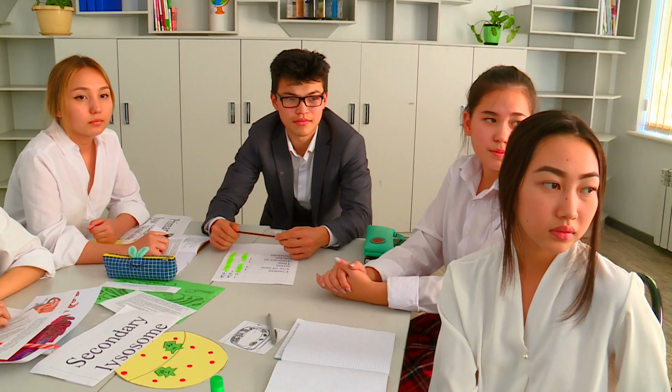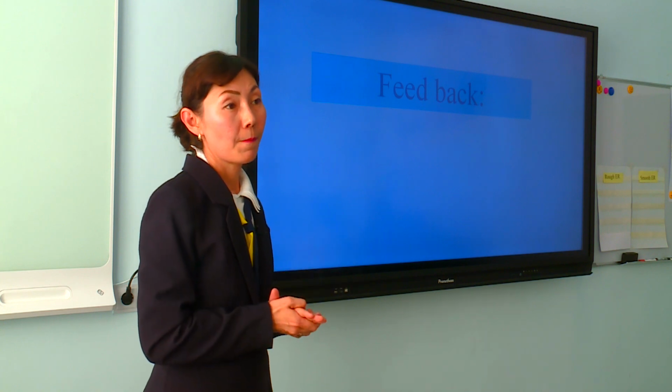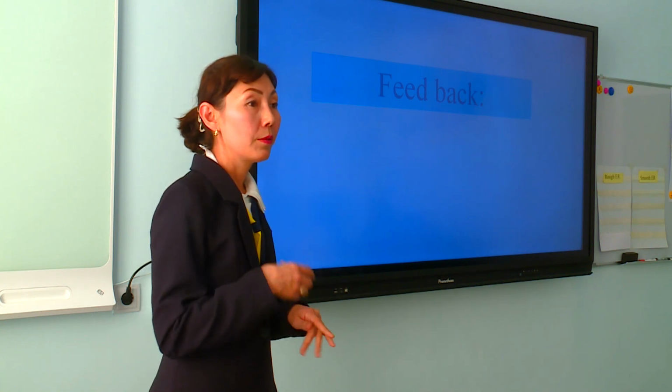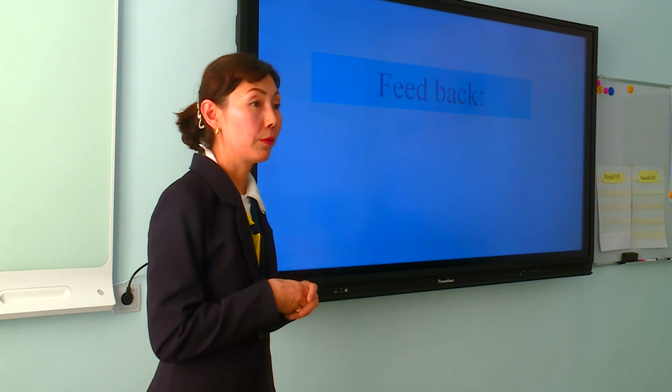Let's give feedback. All groups performed very well and worked very well, and the speakers of the first, second, and third groups. What were your opinions of the groups? Who will share an opinion? Aray. Our group really liked the work of the first and third groups. Their explanation and clusters were really interesting. We gave each group about 4 points.